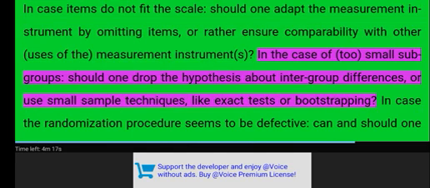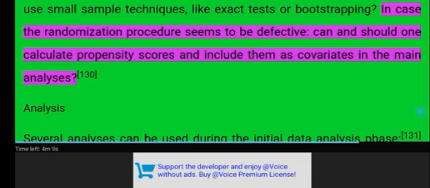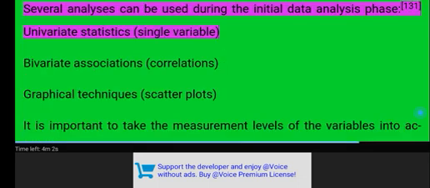In the case of two small subgroups, should one drop the hypothesis about intergroup differences, or use small sample techniques, like exact tests or bootstrapping? In case the randomization procedure seems to be defective, can and should one calculate propensity scores and include them as covariates in the main analyses? 130. Analysis. Several analyses can be used during the initial data analysis phase.